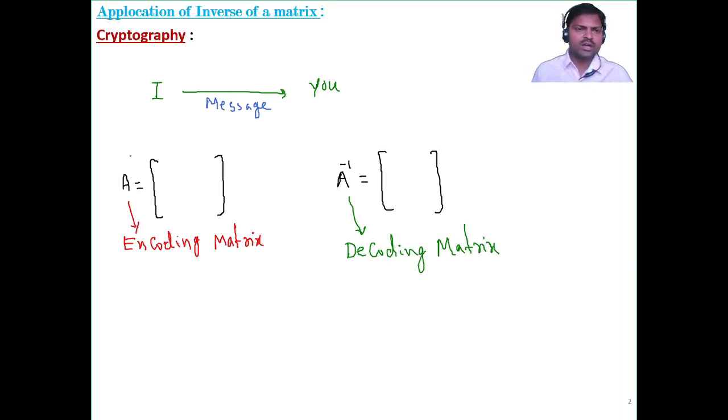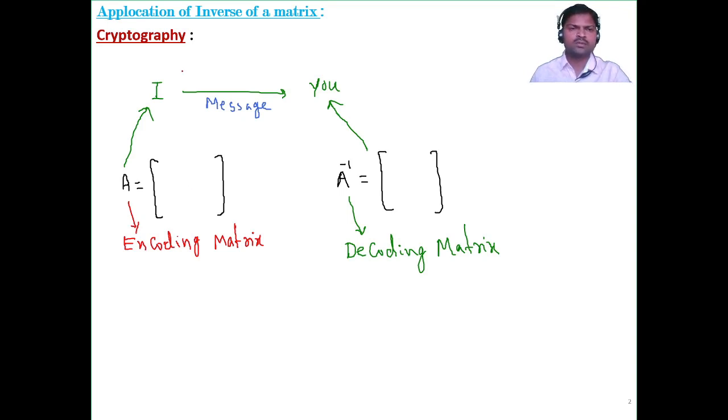The encoding matrix should be with me, and this decoding matrix with you, that means with the second person. And these matrices should not be disclosed to any other person. Then I will maintain the required privacy. So how to maintain it? Let us look.